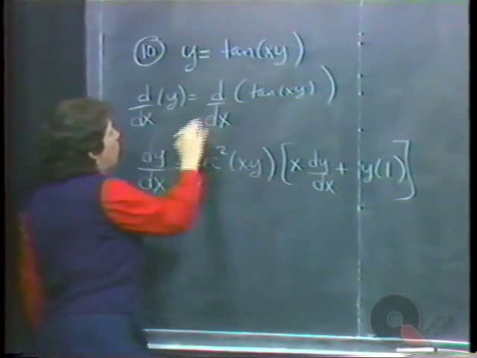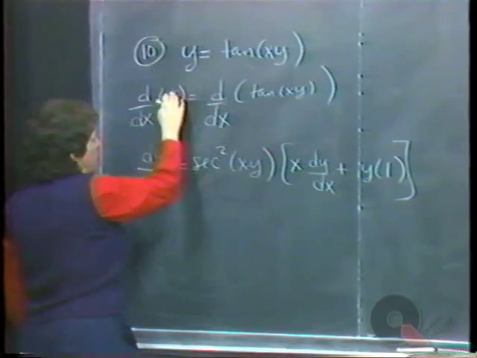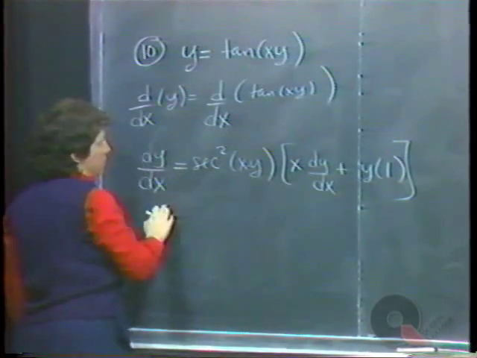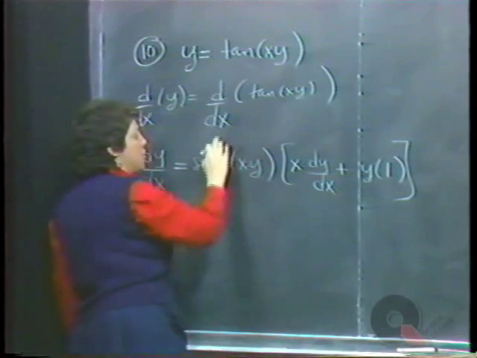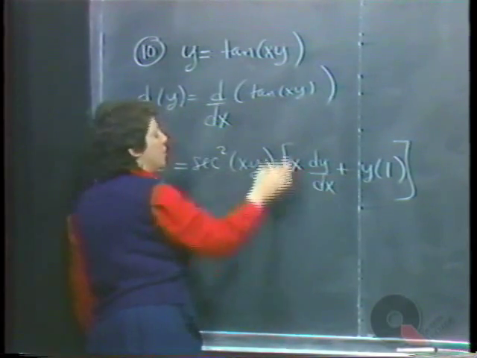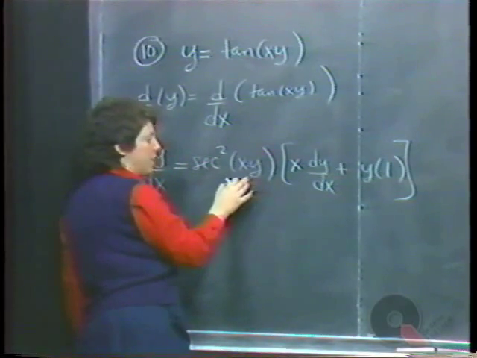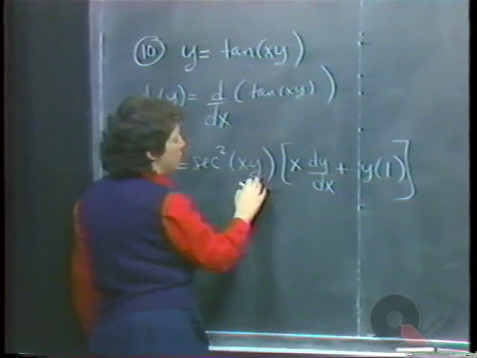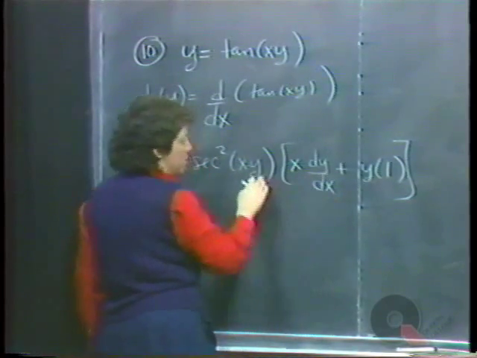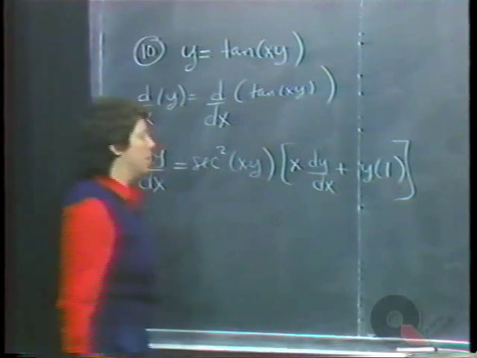We take derivatives of both sides with respect to x. The derivative of y with respect to x is just dy dx. The derivative of tangent of something with respect to x is secant squared of that something times the derivative of the something with respect to x. But the something is a product. To differentiate that, it's going to be the first, x, times the derivative of y with respect to x, plus the second, y, times the derivative of x with respect to x, which is 1.